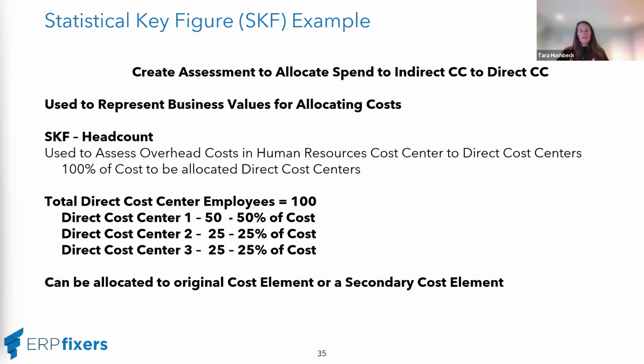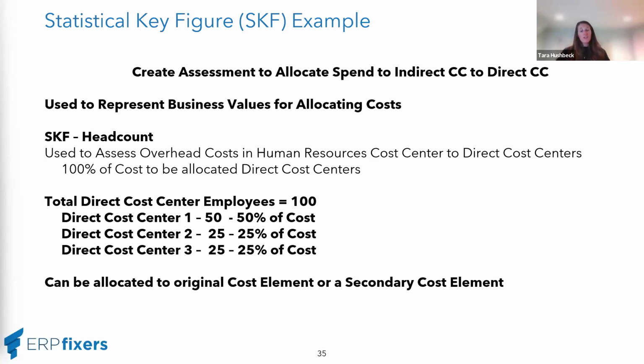As a reminder, the statistical key figures are used to represent business values for allocating costs. So in my last example, where I want to allocate indirect labor cost from, let's call it, a human resources cost center to my direct cost centers, to then be allocated to my material, I could use a headcount statistical key figure. And I could say that I want 100% of my cost that's on my human resources cost center to be allocated to my direct cost centers.